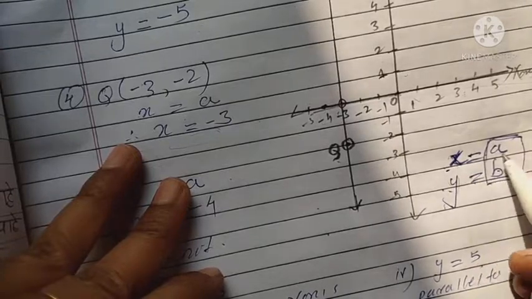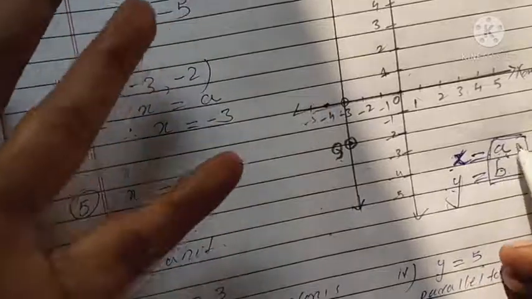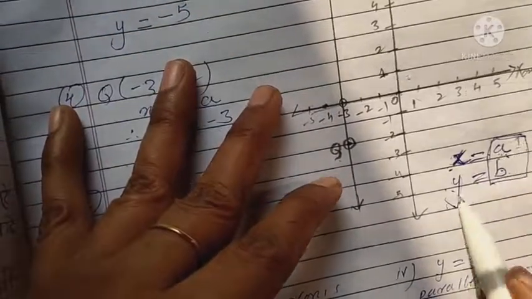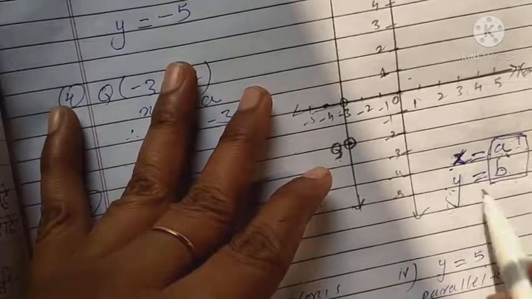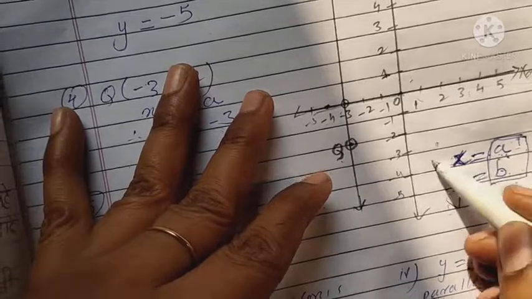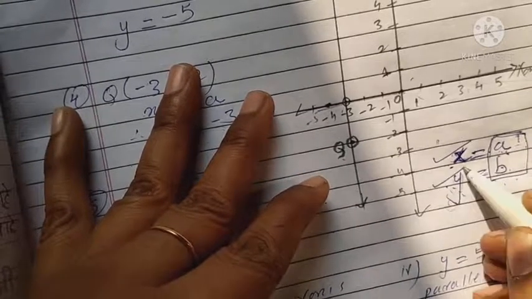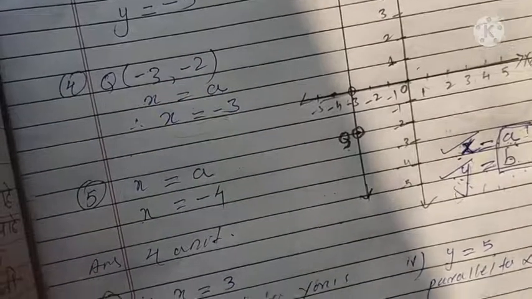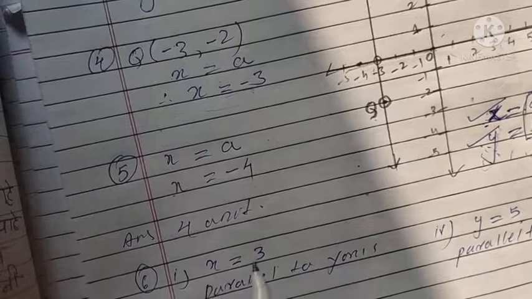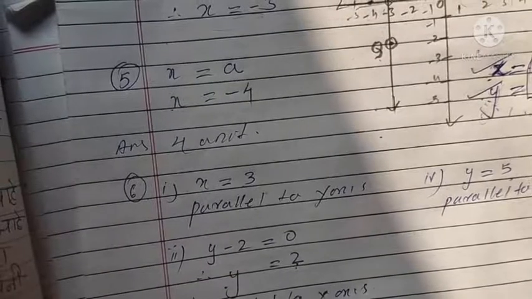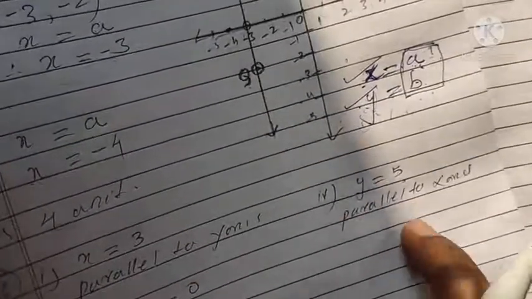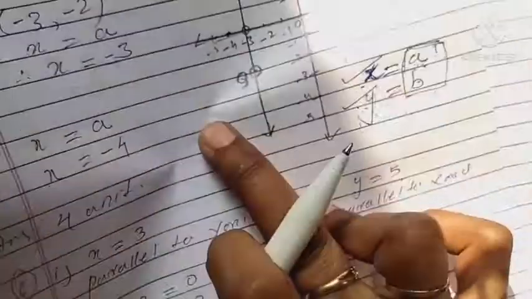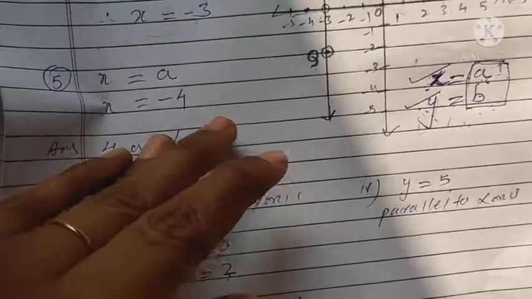If the equation is in the form of x is equal to a, where x is maybe 1, 2, 3, 4, then it is parallel to the y axis. If the equation is y is equal to 0, 1, 2, 3, 4, any one, then this equation is parallel to the x axis. So this type of equation is parallel to the y axis and this type of equation is parallel to the x axis. That's why x is equal to 3 is parallel to the y axis, y is equal to 2 is parallel to the x axis, x is equal to 6 is parallel to the y axis, and y is equal to 5 is parallel to the x axis. So this is your question number 6.